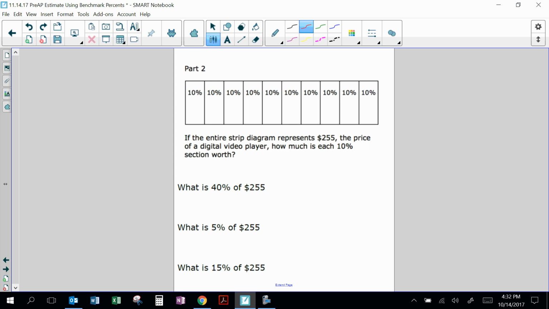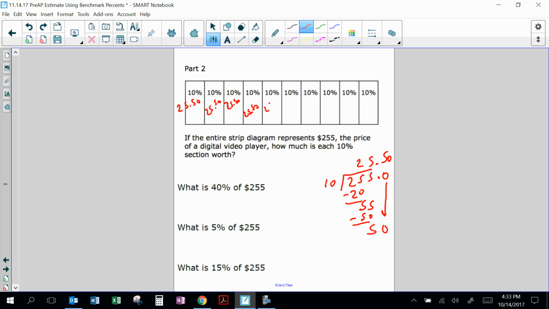If the entire bar strip diagram represents $255, the price of a digital video player, how much is each 10% worth? We have $255. We need to divide it into 10 equal sections so we can figure out 10%. 10 goes into 25 two times. 10 goes into 55 five times. To get rid of this remainder, you annex a decimal zero. 10 goes into 50 five times. So that means each 10% is $25.50.